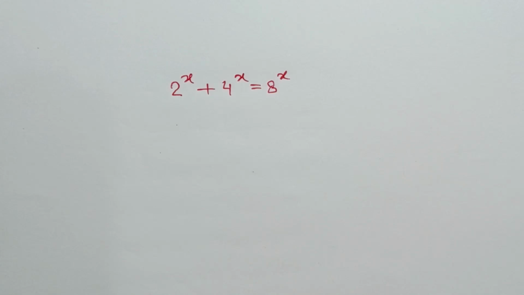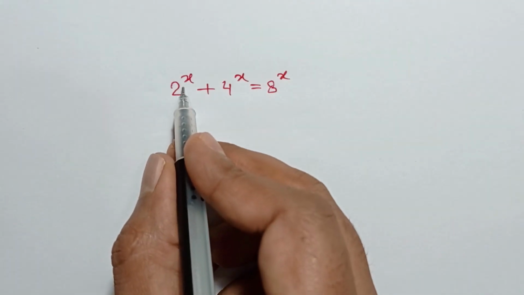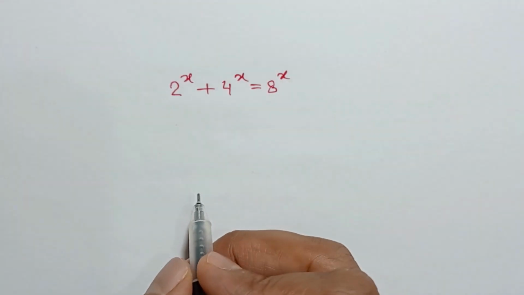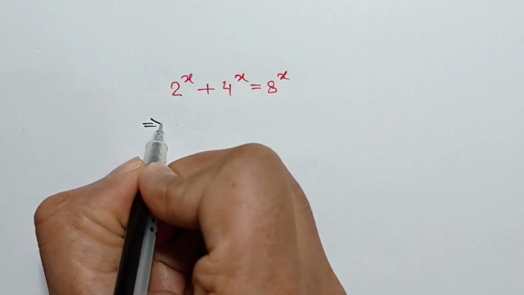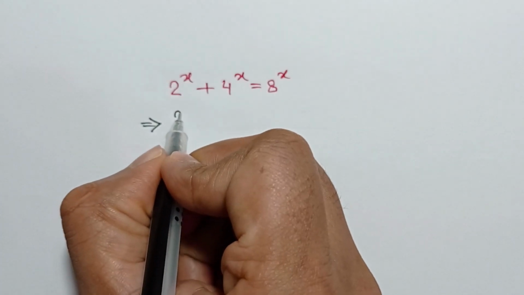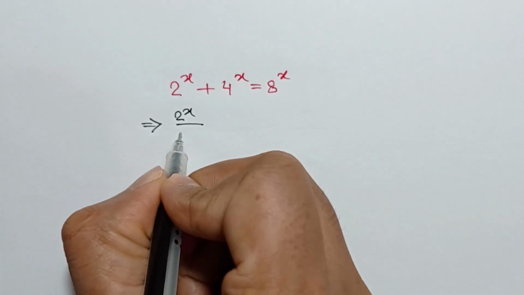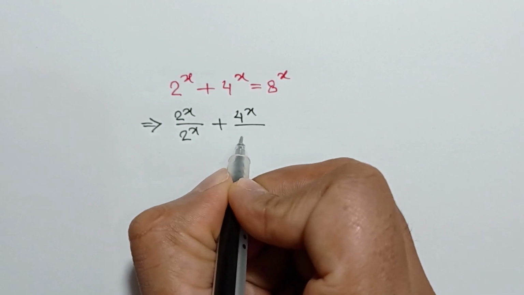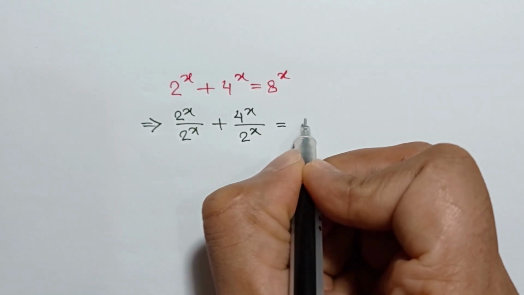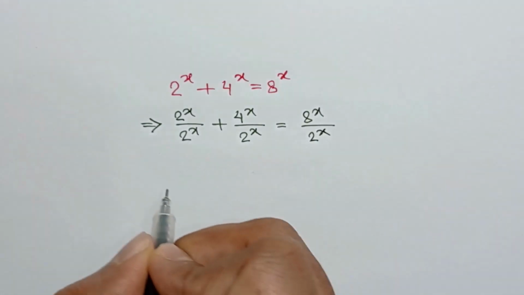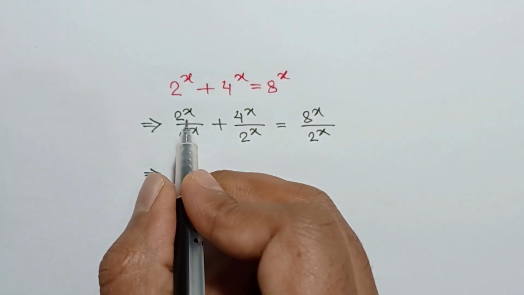Hi everyone, in this video I am going to show how to solve 2 to the power x plus 4 to the power x is equal to 8 to the power x. If we divide both sides by 2 to the power x, we will have 2 to the power x over 2 to the power x plus 4 to the power x over 2 to the power x is equal to 8 to the power x over 2 to the power x.